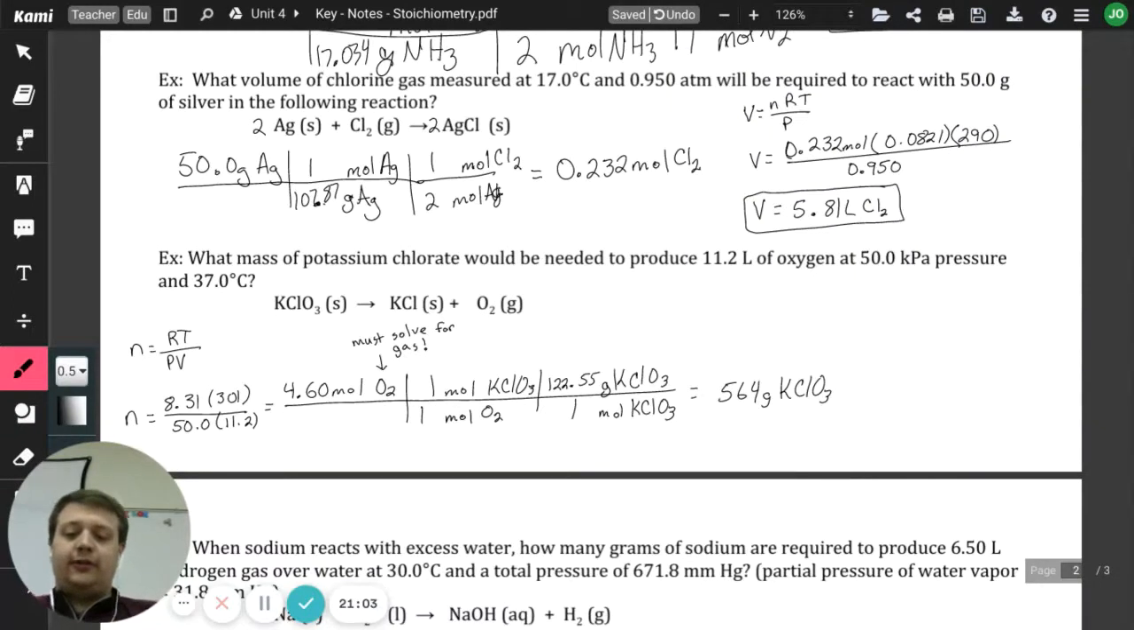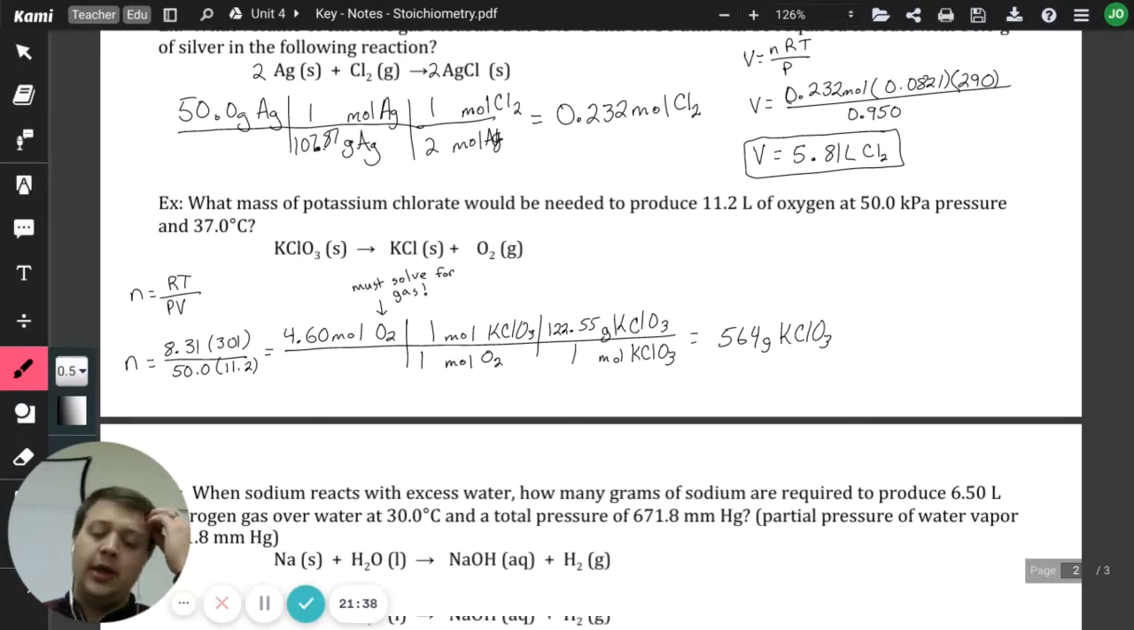All right, so let's take a look at this. With this top one, I would first convert from grams of silver into moles of chlorine using my molar mass of silver and the mole to mole ratio. After I did that, I got 0.232 moles of chlorine gas. And then I would plug that into my ideal gas equation. So remember, PV equals nRT. I rearranged it into V equals nRT over P, which means when I plug all my numbers in, I would end up with 5.81 liters of chlorine gas.